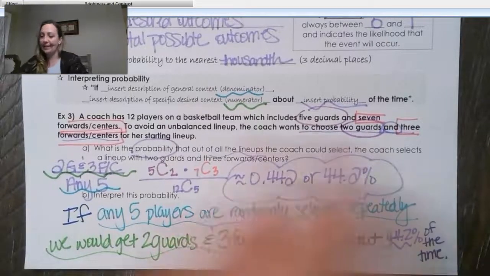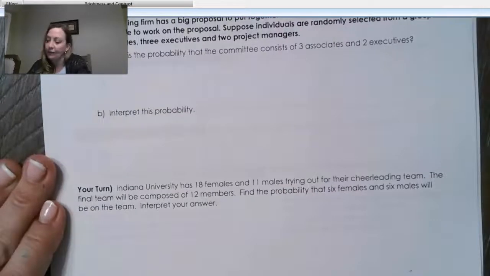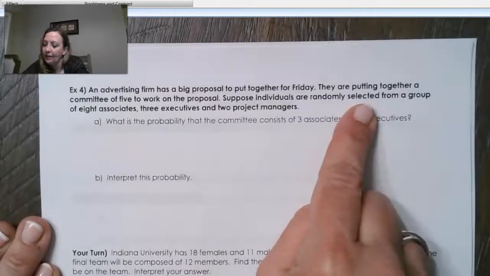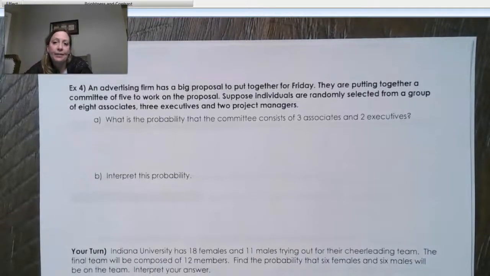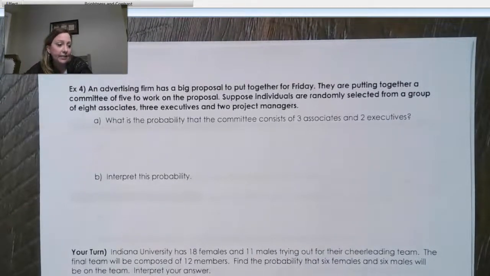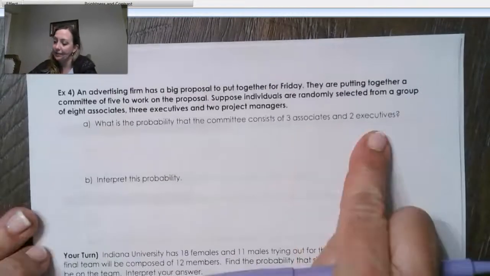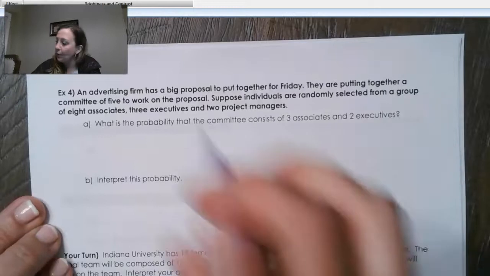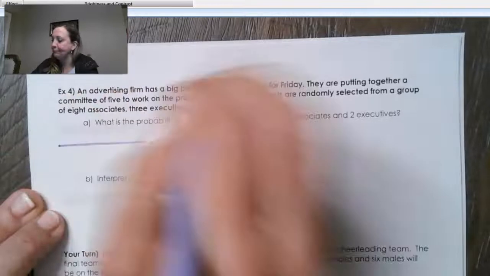Let's try one more that's like this, just to solidify that. It says, an advertising firm has a big proposal put together for Friday. They're putting together a committee of 5 to work on the proposal. Suppose individuals are randomly selected from a group of 8 associates, 3 executives, and 2 project managers. It wants the probability that the committee consists of 3 associates and 2 executives. So that's really what we're looking for here, right? That we know we need a probability.